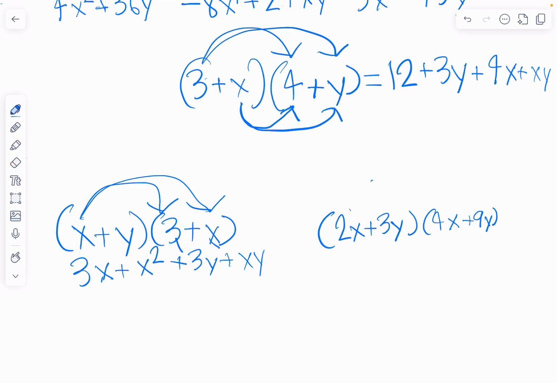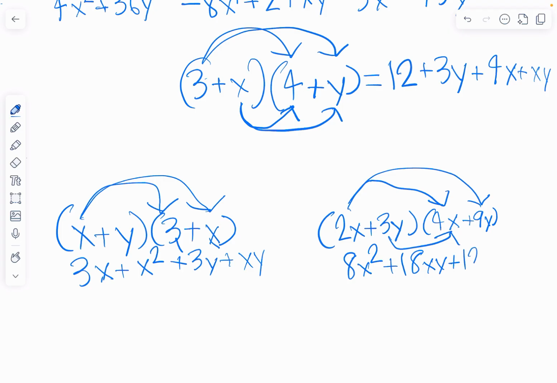For this problem, you will do 2x times 4x, which is 8x squared, and then 2x times 9y, which is 18xy. Then 3y times 4x, which is 12xy. And then 3y times 9y, which is 27y squared.